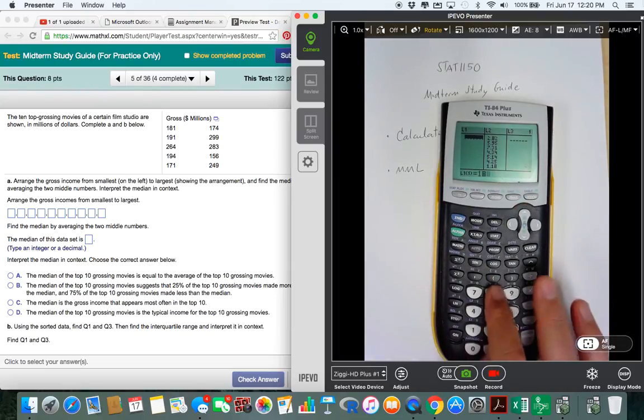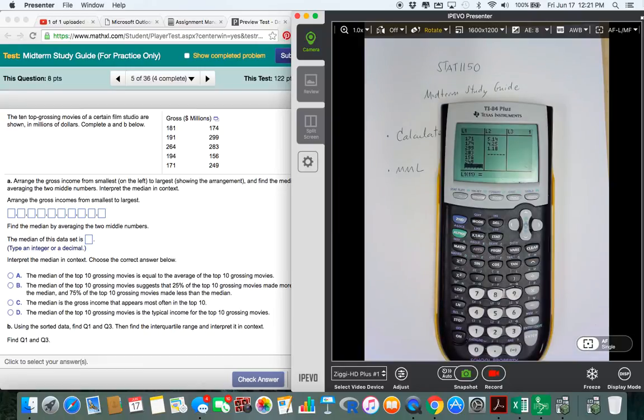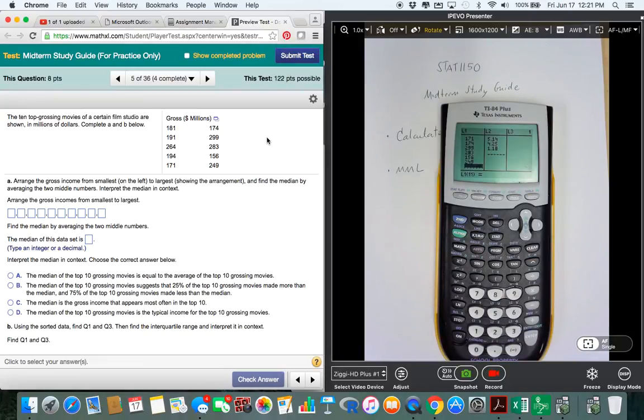So I have 181, 191, 264, 194, 171, 174, 299, 283, 156, and 249. All right, so we have this in our calculator.